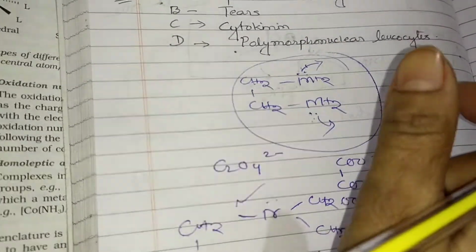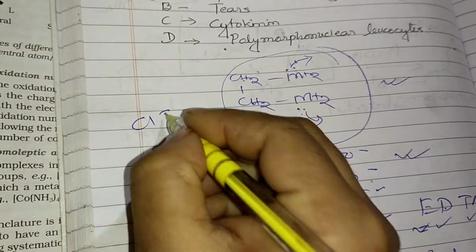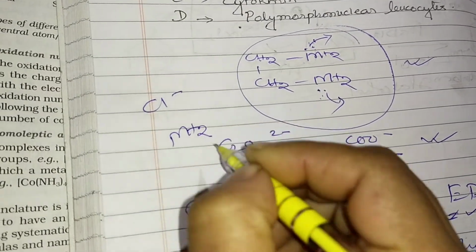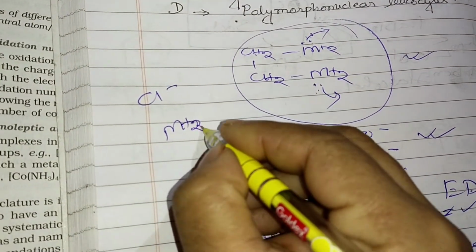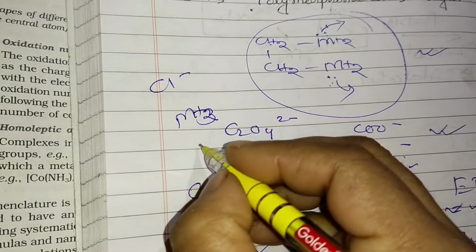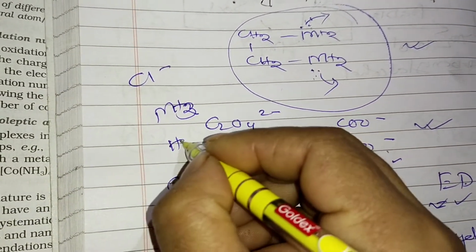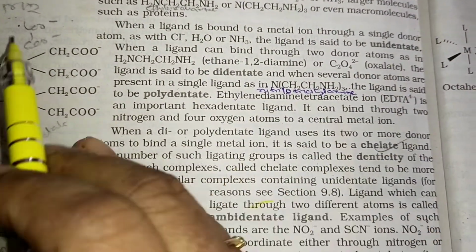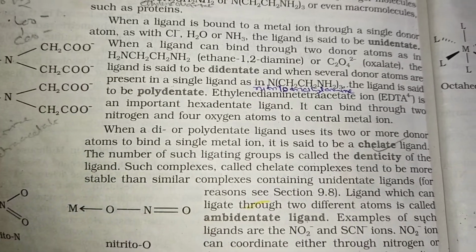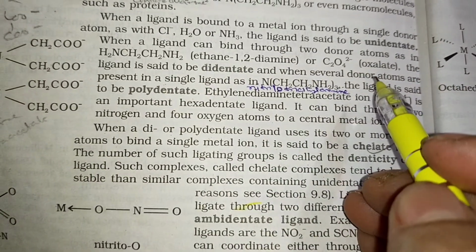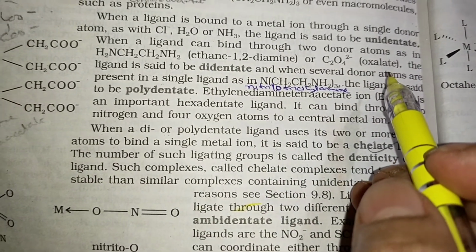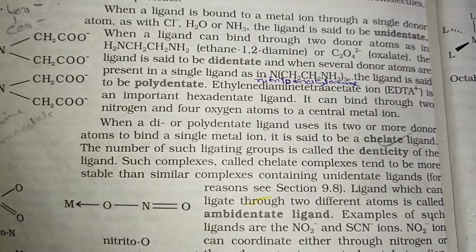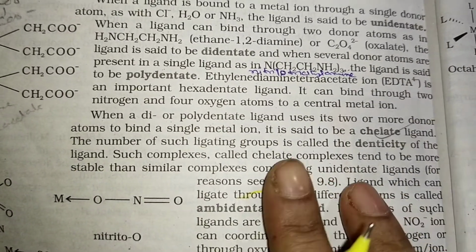Chloride, ammonia, H2O: Cl minus, NH3, this is ammine, and the next one is H2O. So they are called unidentate. Okay, so these are unidentate, didentate and polydentate, on the basis of how many donors they have to bind with the central metal atom or ion. That's what is called classification on the basis of dentate condition.